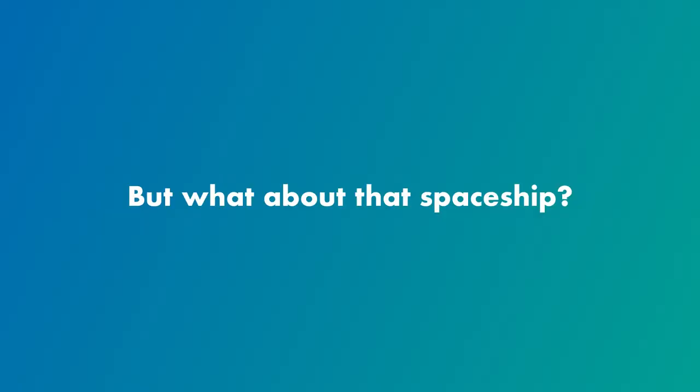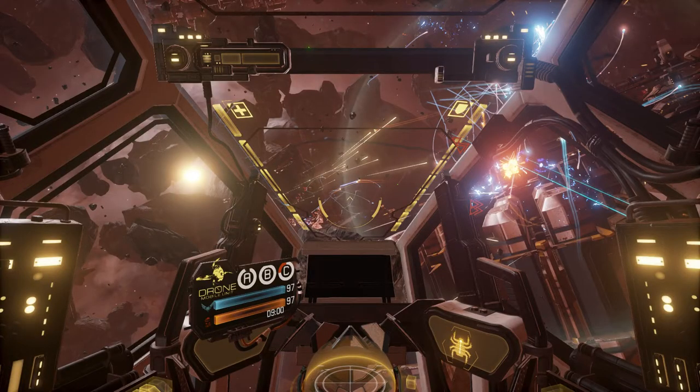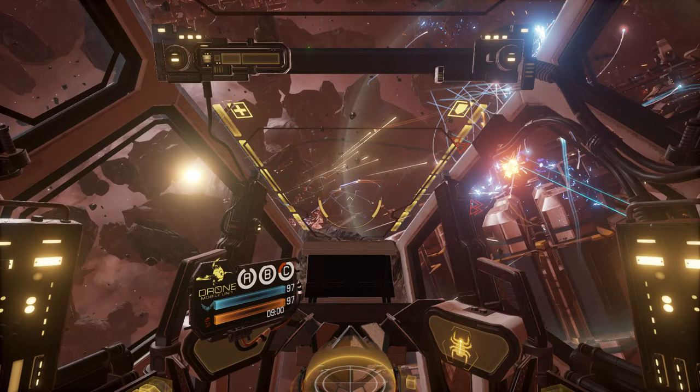But what about that sweet spaceship I showed earlier, right? You're literally in space. How can we encourage the user to be stationary here? This is actually another really good example of how we interpret our surroundings. In this example, the cockpit itself is the point of reference and acts as a foundation to the motion the person feels outside of the spaceship.